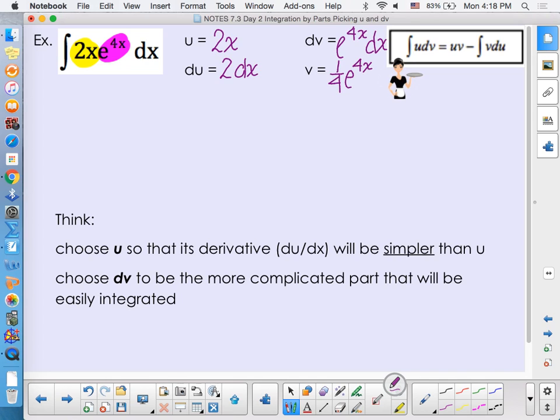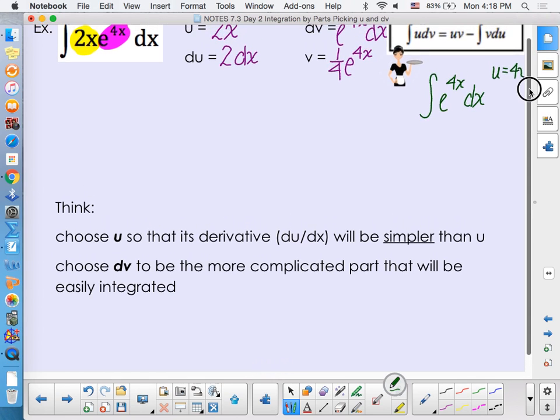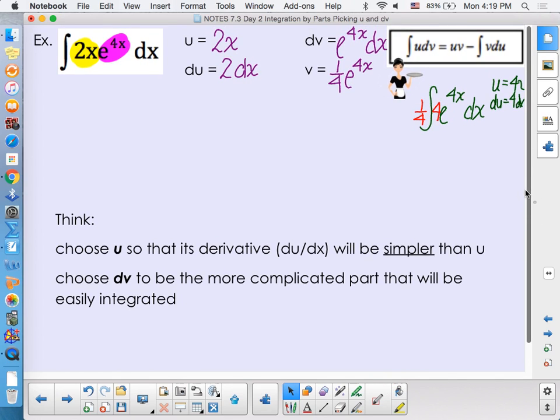If you need to see where that came from, go do some u substitution over on the side for a minute. If we're trying to integrate e to the 4x dx, you can think of your u, a different u here by the way, as 4x for substitution. So your du then is going to be 4 dx. So I need a 4 in there. To get that 4 in there in order to make that substitution, I'll need a 1/4 out front. And then when you integrate that, you can see where that 1/4 e to the 4x came from.